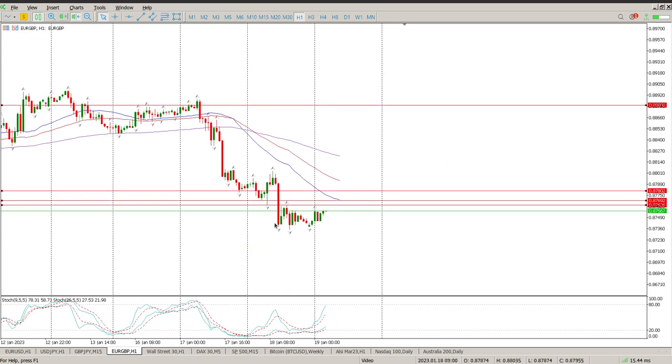Keep your stops tight because it could just swing right above the moving averages again and cause more chaos in your life. But I don't think it's going to happen looking at the oscillators. I think we're going to either consolidate.